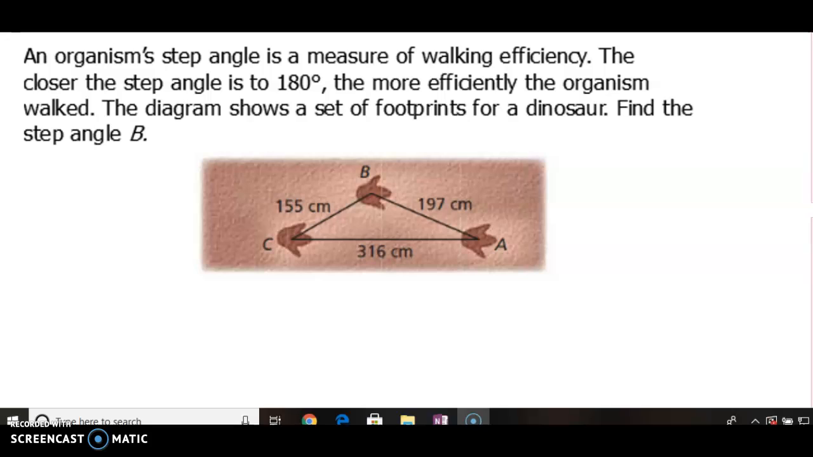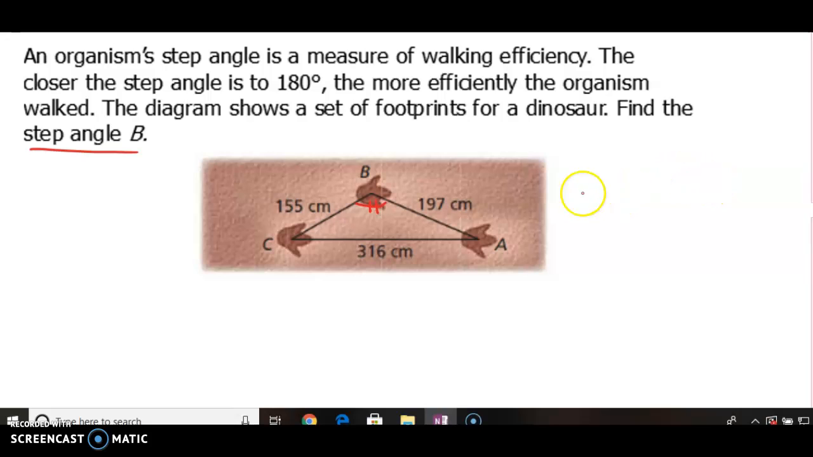Okay, so an organism's step angle is a measure of walking efficiency. The closer the step angle is to 180, the more efficiently the organism walked. The diagram shows a set of footprints for a dinosaur. Find the step angle B. Okay, so we want to find angle B right here. We don't have to solve the whole triangle. We want to solve angle B.